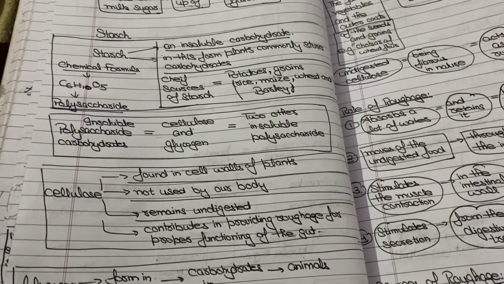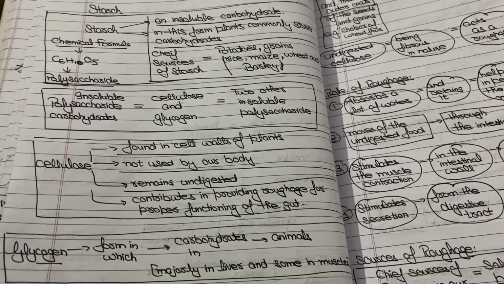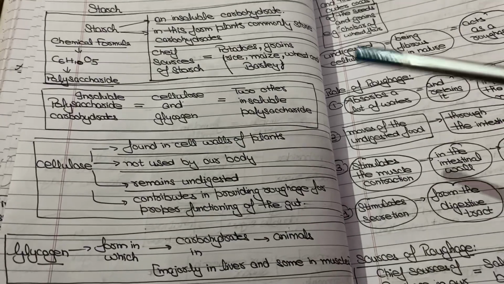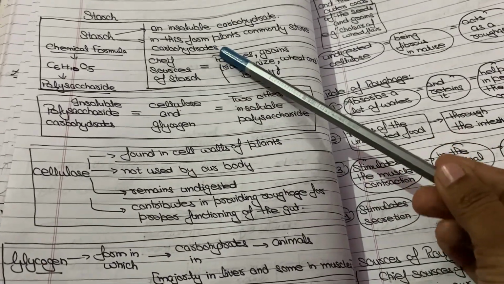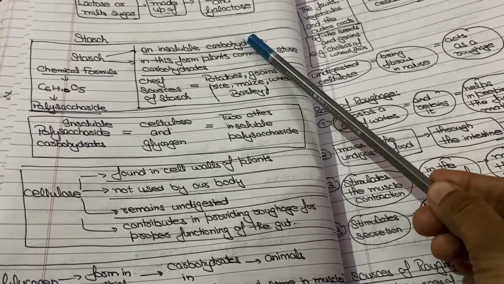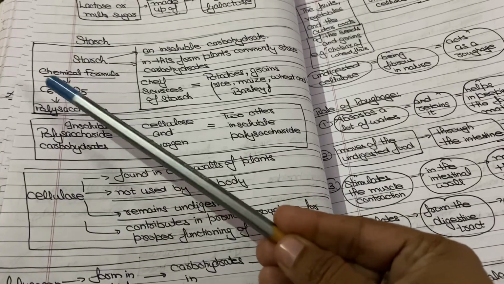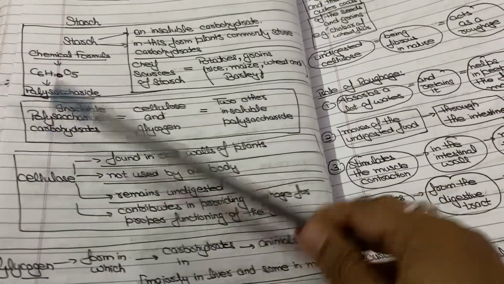As you store your money in your piggy bank or bank account, and your chocolates in your special drawer, similarly plants also store their carbohydrates in the form of starch. These are insoluble carbohydrates. Its general formula is C6H10O5. Okay, so let's move on to the next.